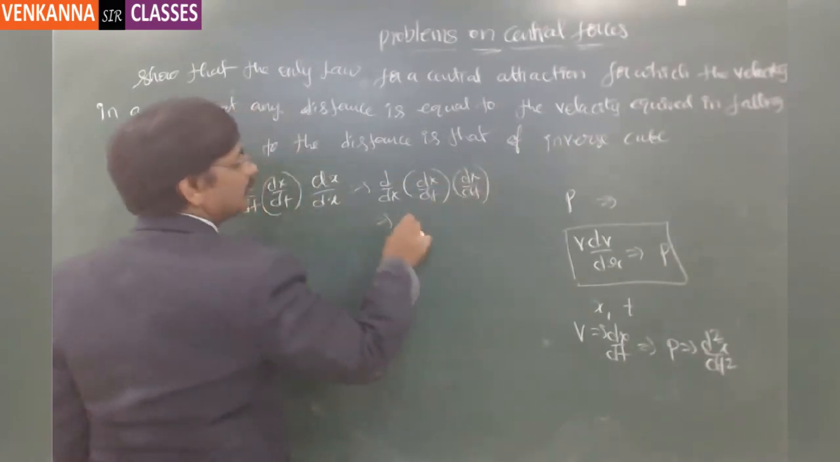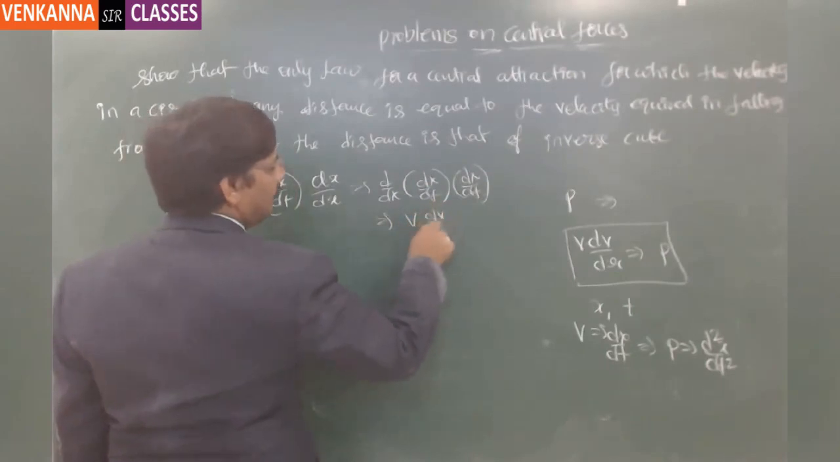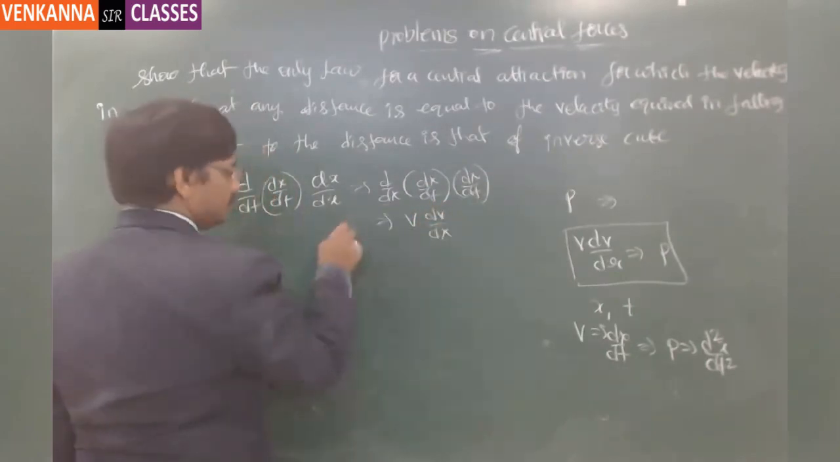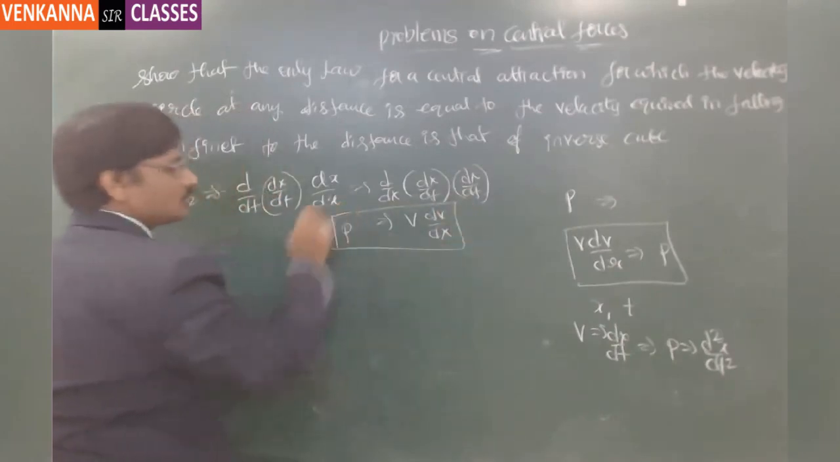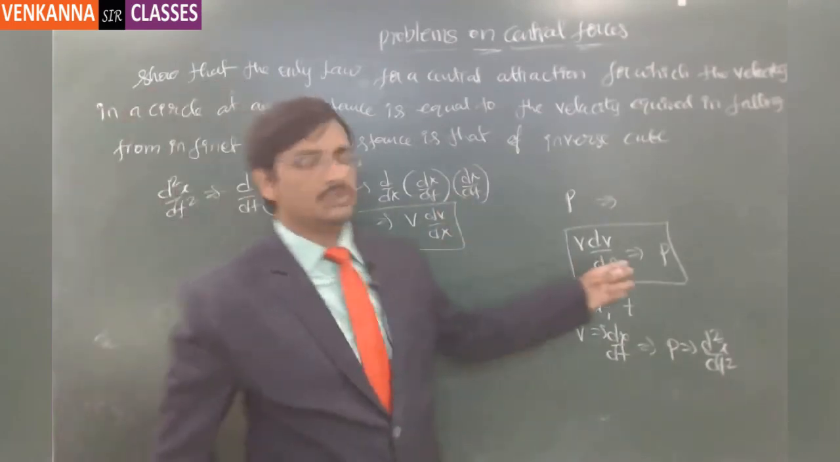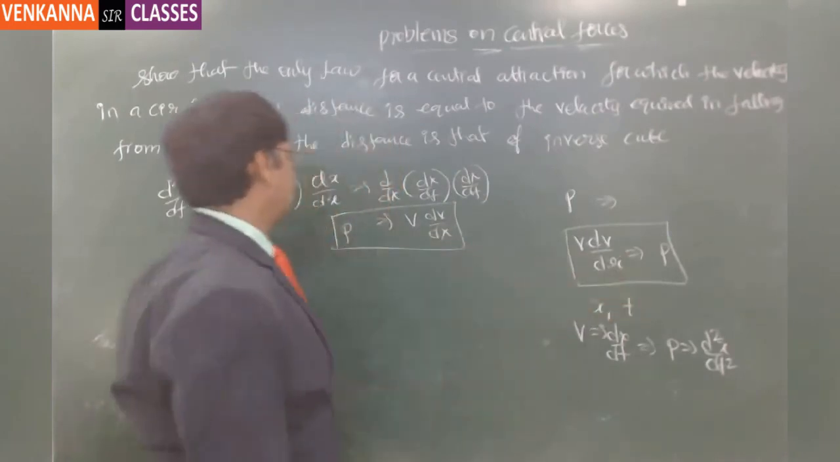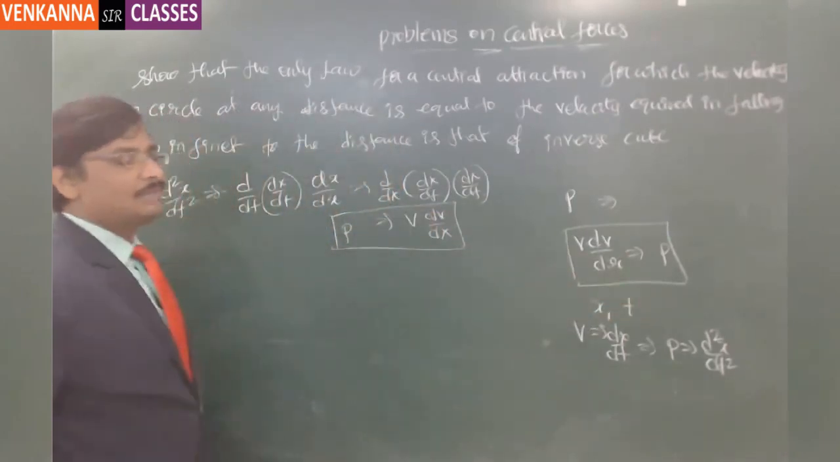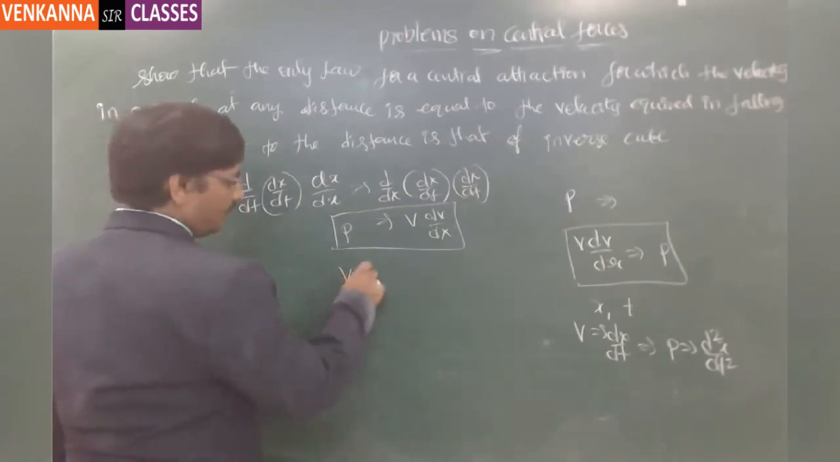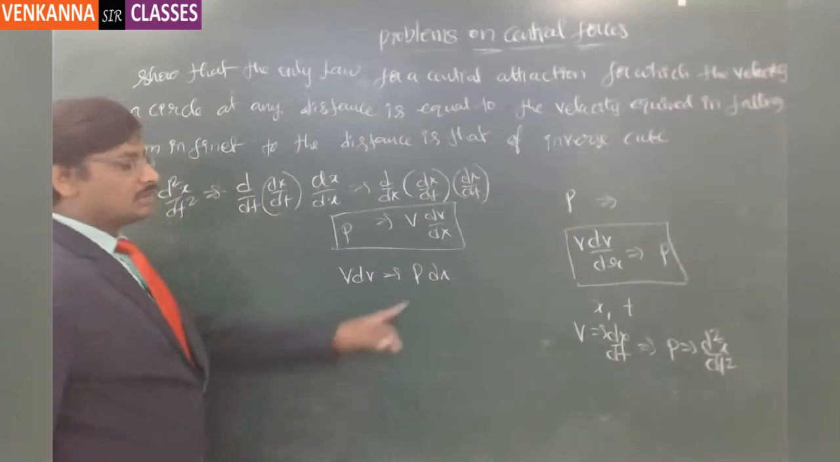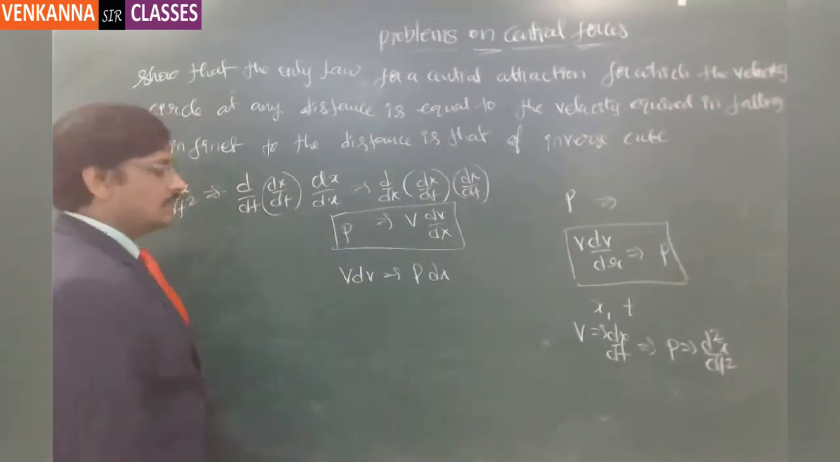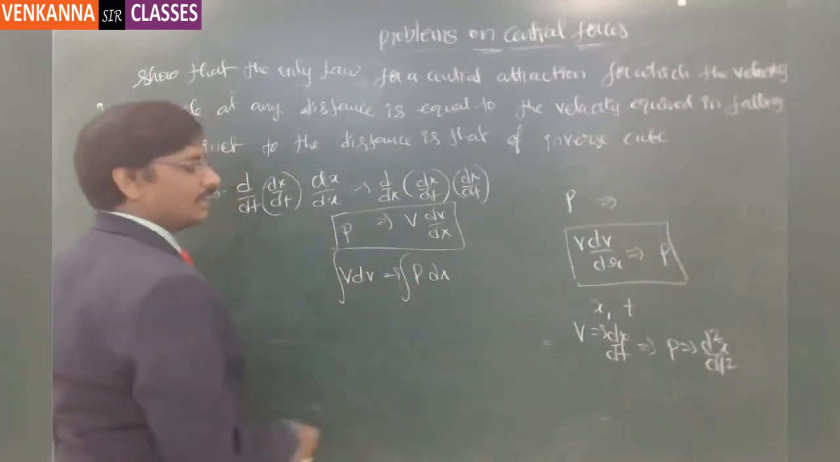So this is v times dv by dx. This is also called the acceleration, and this is the relation we are going to use. Now, p is equal to v times dv by dx, or v dv is equal to p times dx. Suppose this acceleration is constant, then we can straight away integrate it.